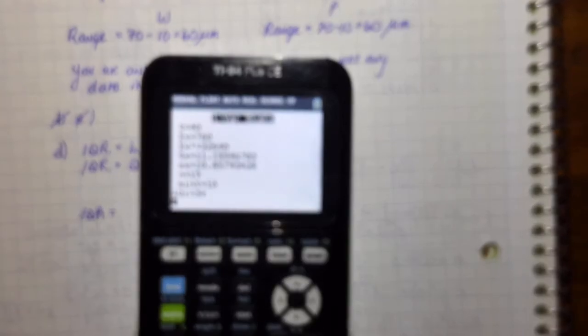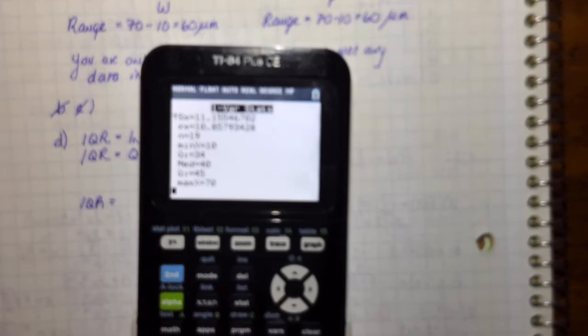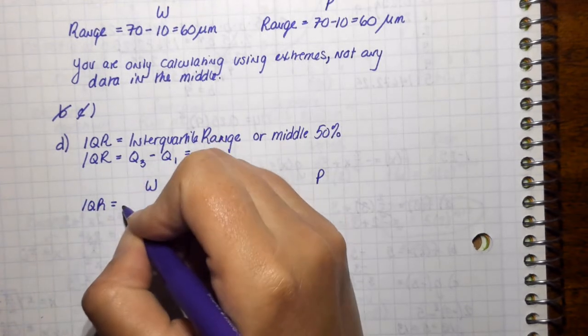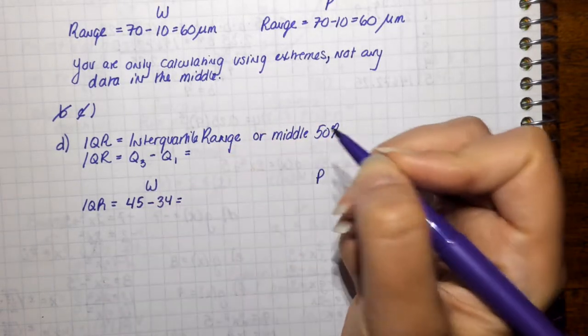Okay. So I ran one variable stat. And to find the quartiles, you scroll down. This is a good reason for you to do it on your own and not just use the video, but you can see hopefully that quartile 1 is 34 and quartile 3 is 45. You can see it for a fleeting second. Okay. So this is for sugar W. Quartile 3 is 45. Quartile 1 is 34. 45 minus 34 is 11.